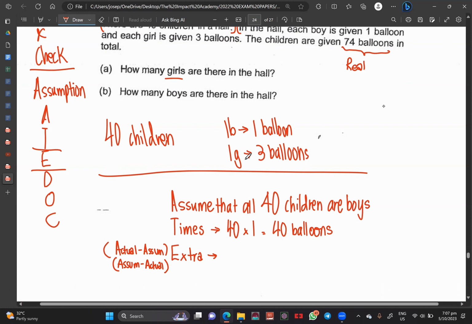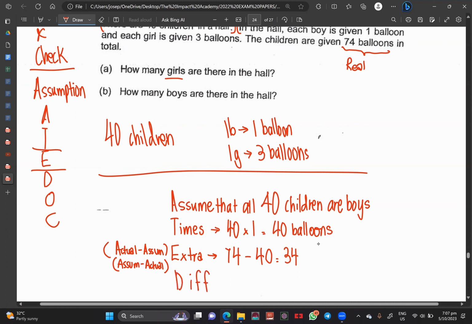You all remember that? Over here, these 40 balloons, right? You can see that these 40 balloons is actually the fake number of balloons. You understand what I'm saying? Yeah. So over here, we are just going to do 74 minus 40. Okay, we get to 34. Okay? Now, once E is done, I will move on to D.